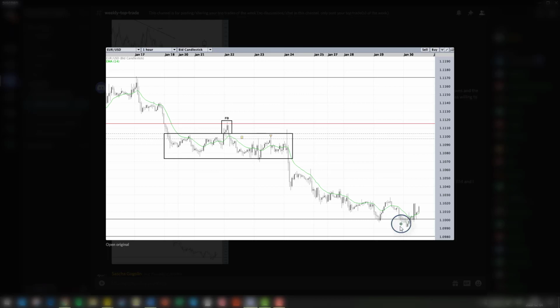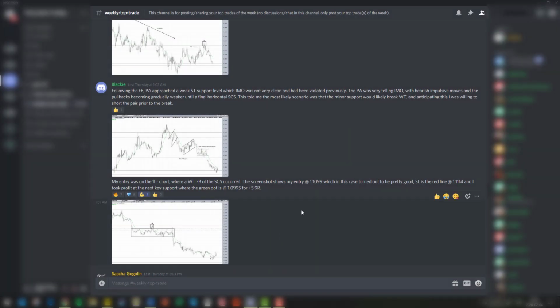And down here is his green dot where he took profit, which is a key support that's coming in there. We'll have a look at this on the live charts in a second, and you will see how well he nailed his take profit, for an overall 5.9 R, which means he made 5.9 times the risk on this trade. So a fantastic trade here by Blackie.